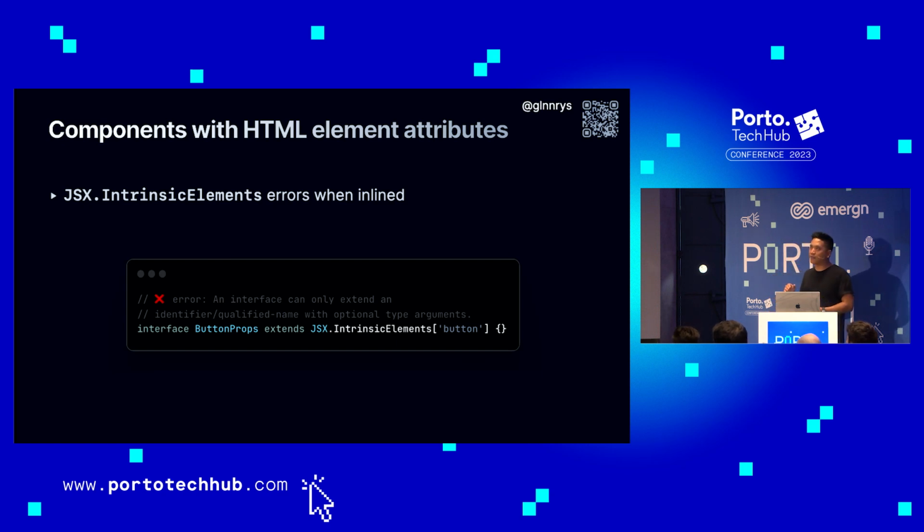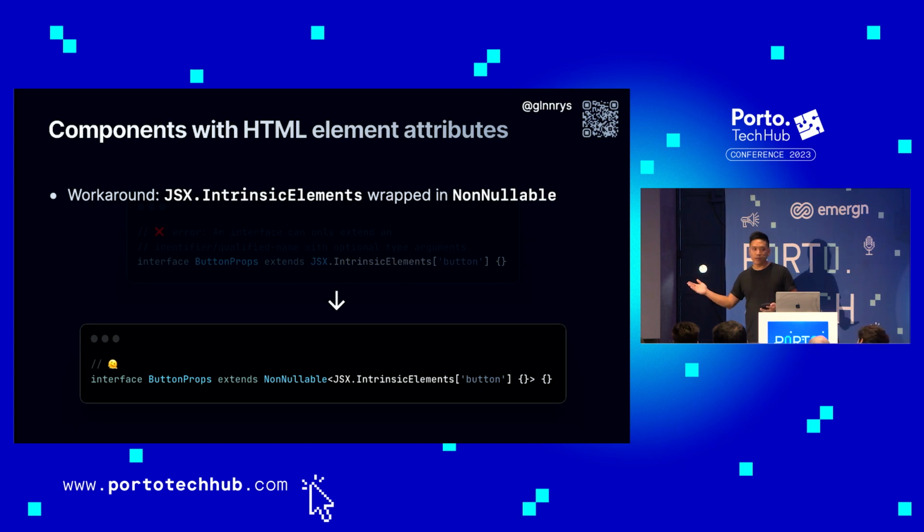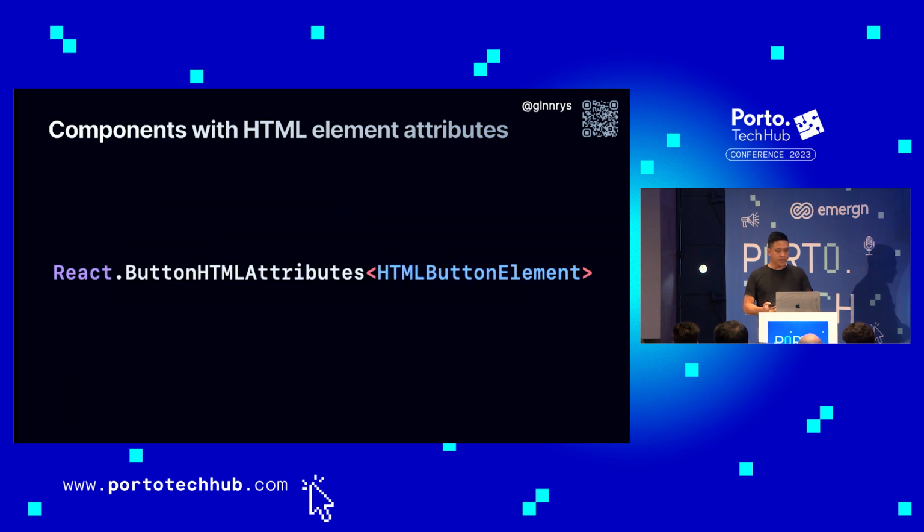And then if that's not good enough for you, there is something called JSX intrinsic elements, where you put the element as a string. This is not bad and actually very accurate, but it errors when you try to inline it, for example if you try to extend it in an interface. But what actually works is that you can still use it and wrap it with the TypeScript built-in utility type called NonNullable, and then you're good to go. This is super precise. And there are other types that do the same thing without wrapping anything with utility types, for example React ButtonHTMLAttributes, which is now much better than what we've seen before.